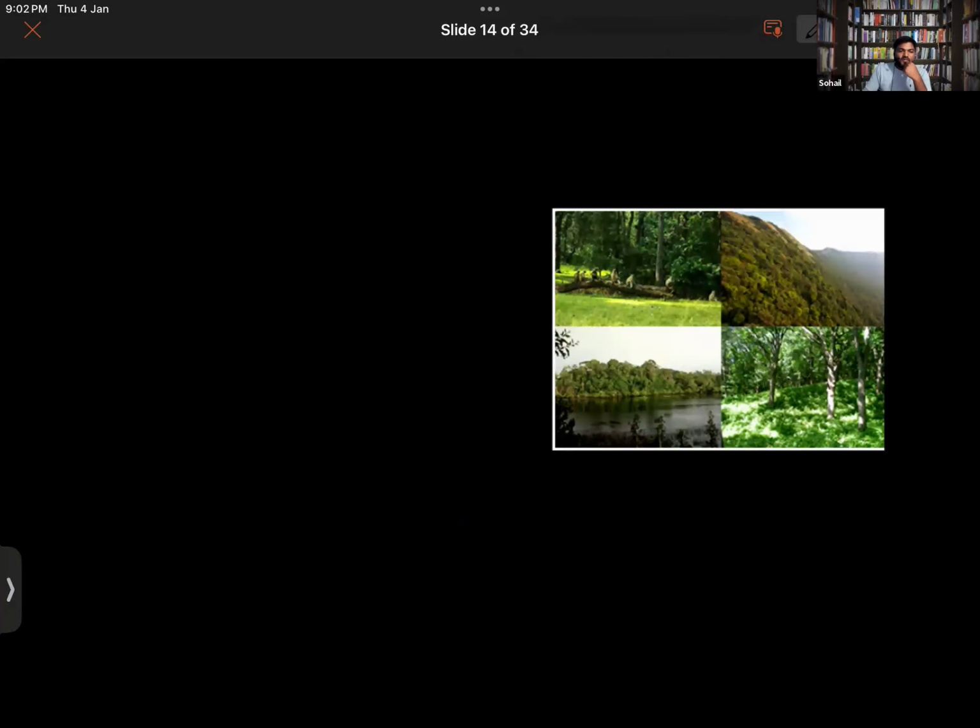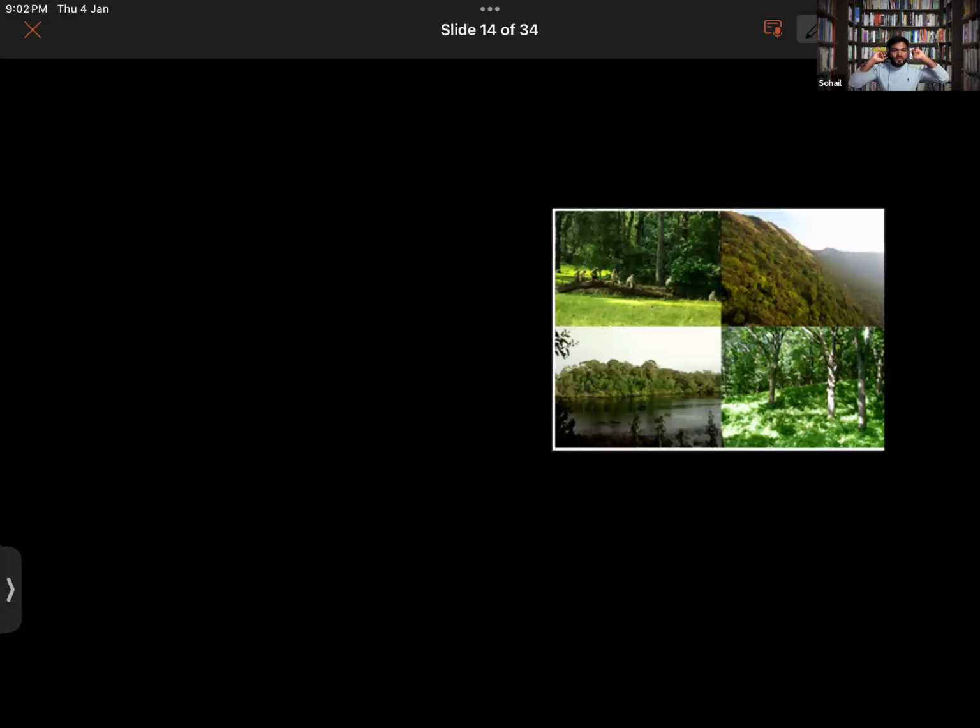So where will you find dense forest? On the poles or at the equator? At the equator, or near to the equator. Or what else can we say? In the tropical region. Tropical region, exactly.